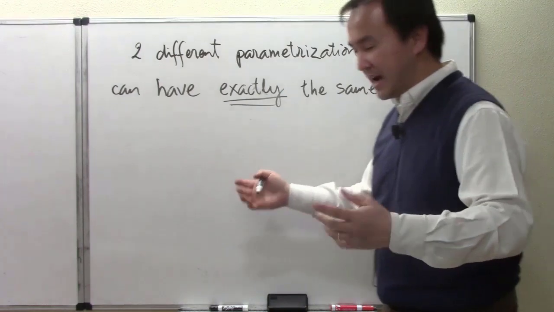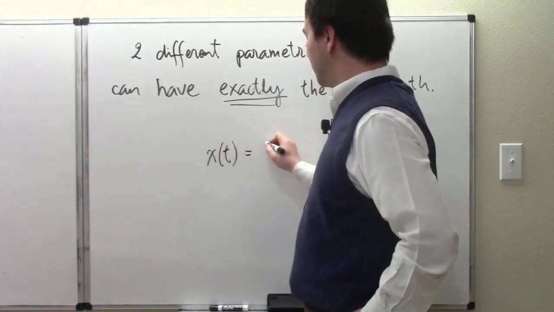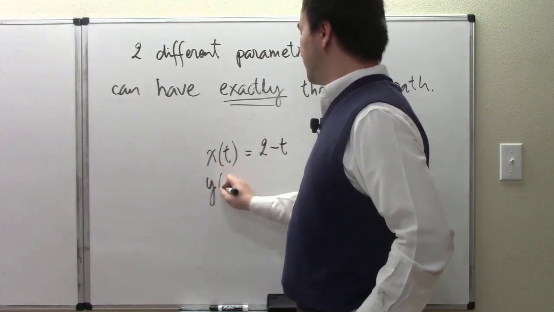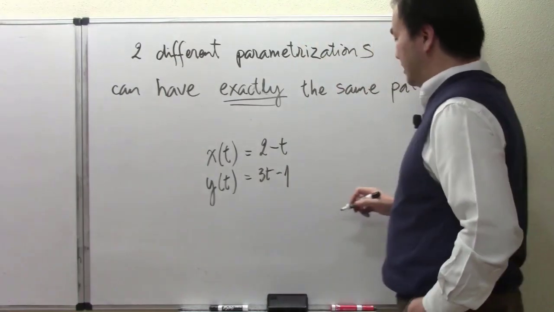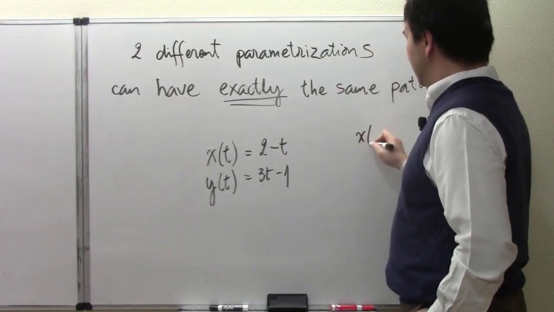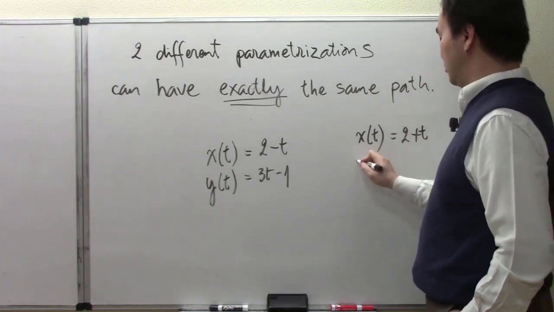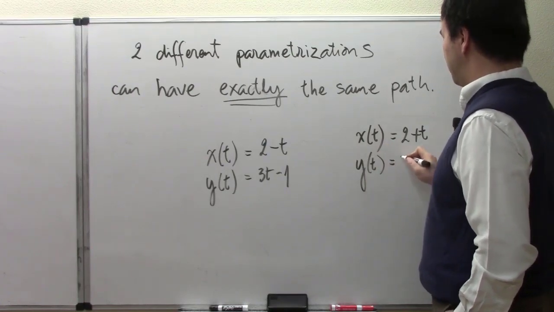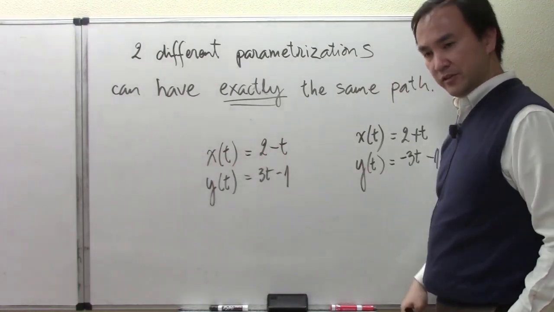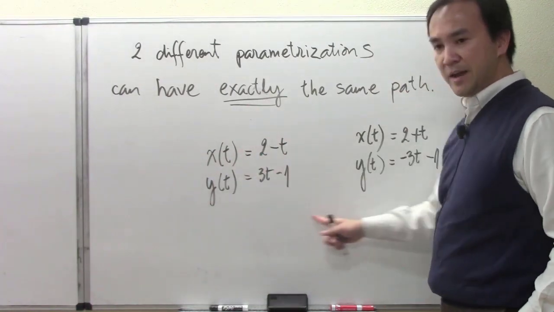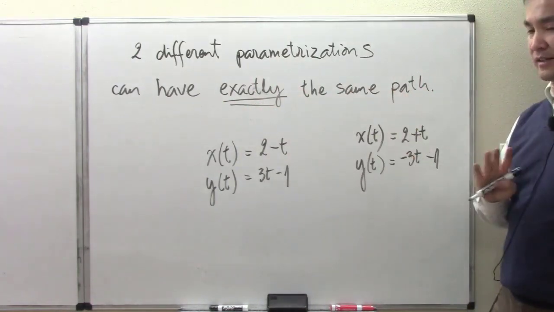Just now, right after example 14, you can see this parameterization: x of t equals 2 minus t, and y of t equals 3t minus 1. This is one parameterization. And then later we came to x of t equals 2 plus t, which is already a different parameterization, and y of t equals minus 3t minus 1. These are completely two different parameterizations, but they stay on the same path. They have exactly the same path, and it is entirely possible.